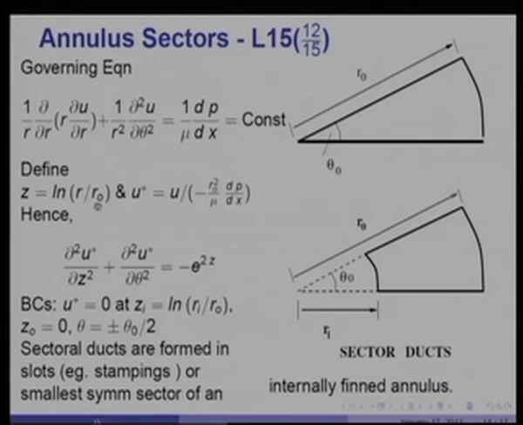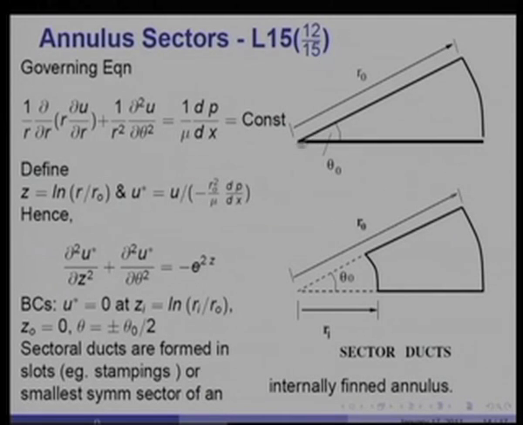And here is a little trick which you must bear in mind. Let Z equal ln r by Ro and u star equal to u divided by (minus Ro squared by mu dp dx). Then you will notice that d 2 u star by dz square plus d 2 u star by d theta square equals minus e raised to 2z. Again, we get a Poisson equation, but unlike the case of a rectangular duct, the right hand side is now a function of z, or of radius r, since Z is ln r by Ro. Because u star is equal to 0 at z equal to ln Ri by Ro, and is 0 at theta equal to plus or minus theta naught by 2, at the two walls.